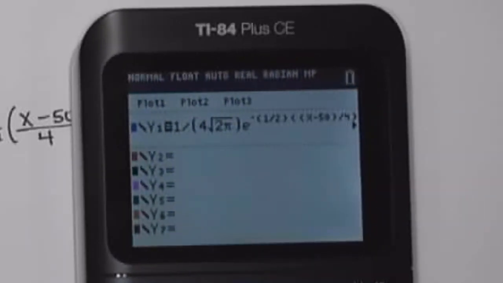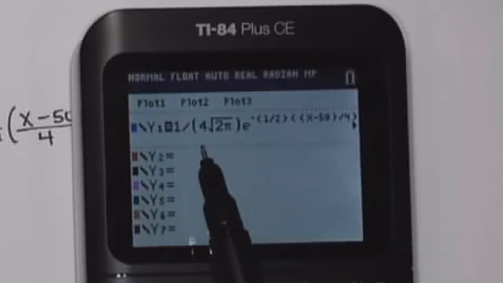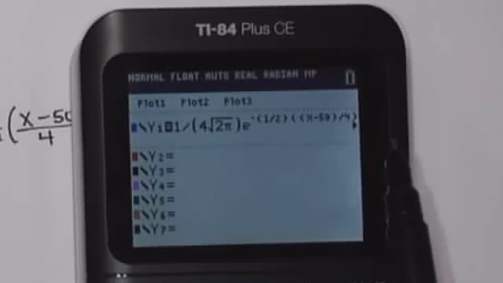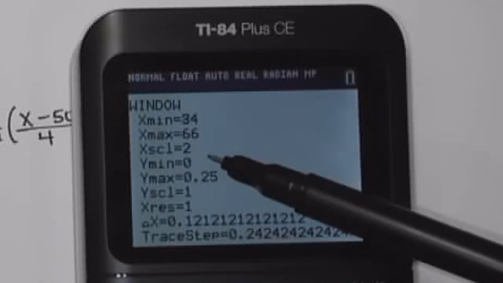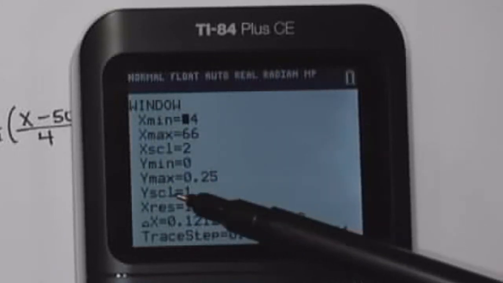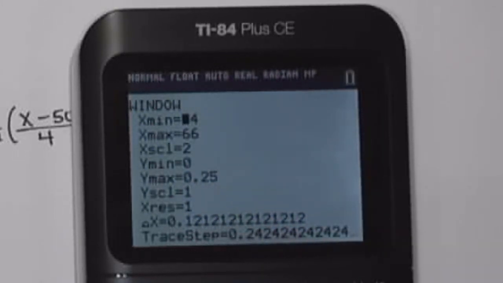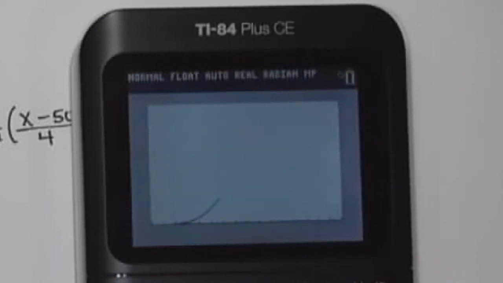So here I'm pulling in my graphing calculator, and I have typed this equation into the graphing calculator. And I've set my window. I'm looking from 34 to 66 with a scale of 2, and I'm looking from 0 to 0.25 on the y with a scale of 1. If I graph this, this is the normal curve that has a mean of 50 and a standard deviation of 4.